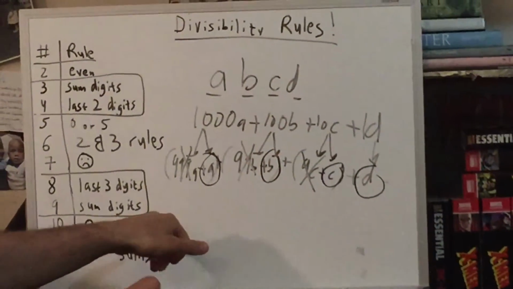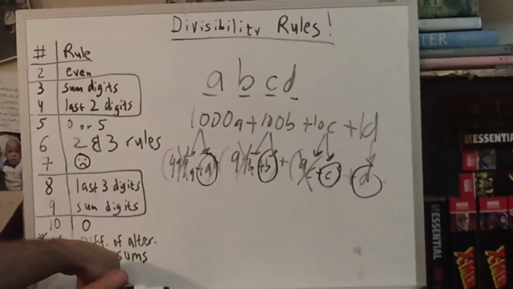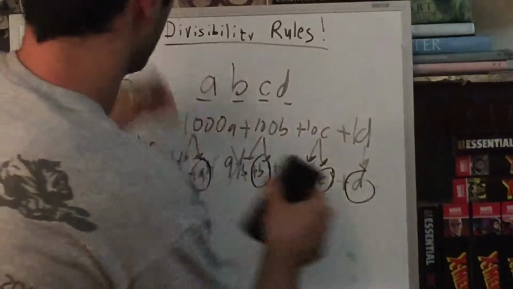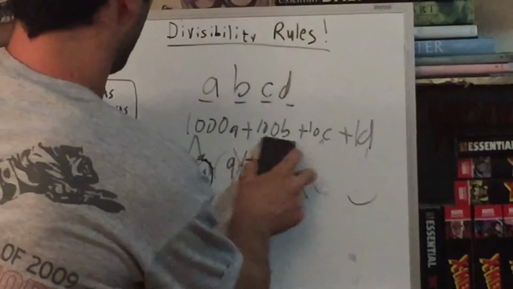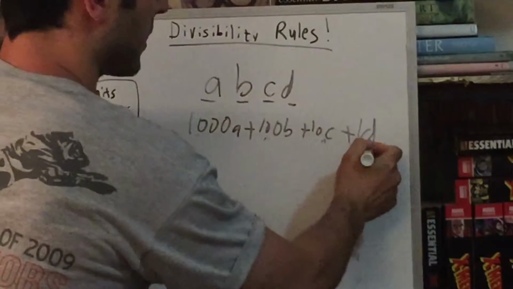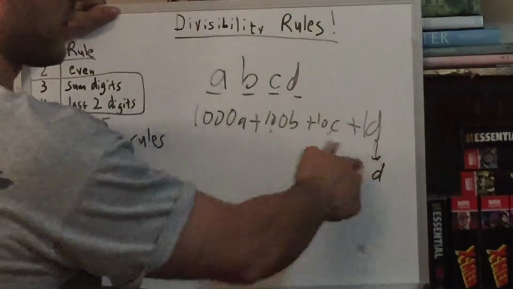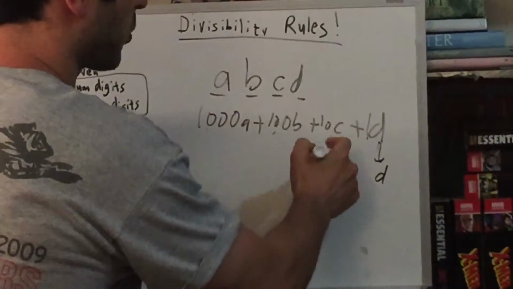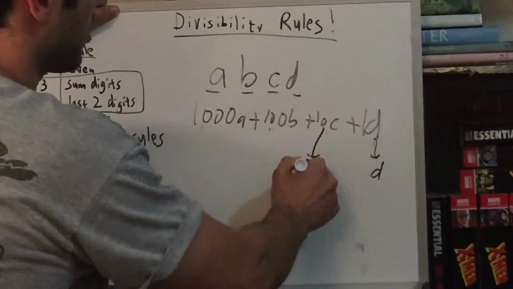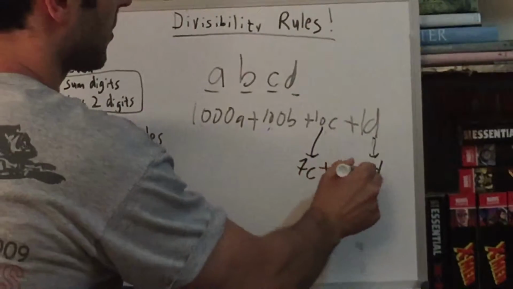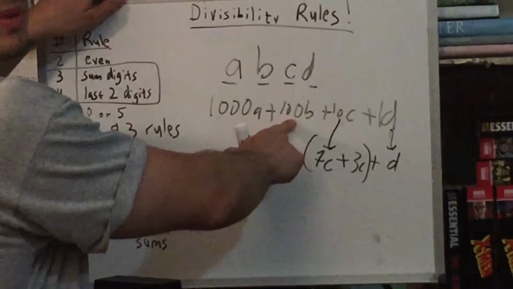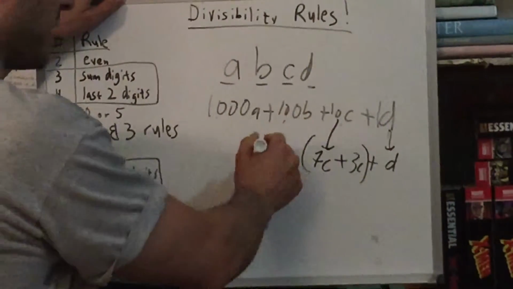Now for the superheroes among you, we're going to prove the 11 rule. Actually, before that, let's prove why the 7 rule is really bad. So for 7, we're going to leave this as it is because we don't know anything about D. For this, we're going to split it into the highest multiple of 7 under 10. So that would be 7c plus 3c. Now, this is not 70. We're going to do 98 because that's the highest multiple of 7 under 100.